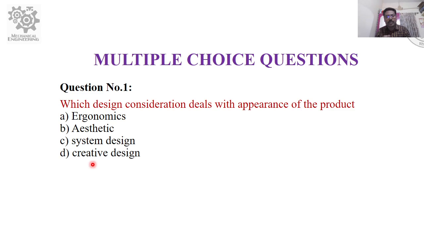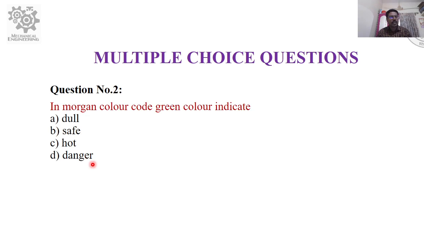Which design consideration deals with the appearance of the product? Guess your answers; the key answers will be given at the end of the session. Now we go for the second question. In Morgan color code, green color indicates what? Carefully observe the question.